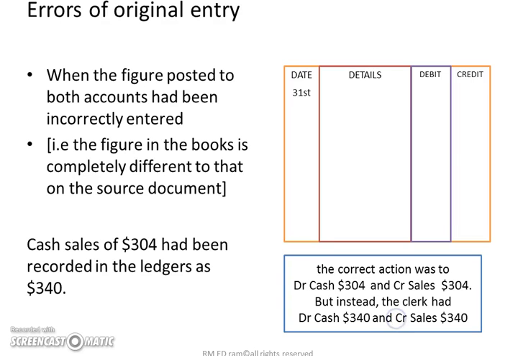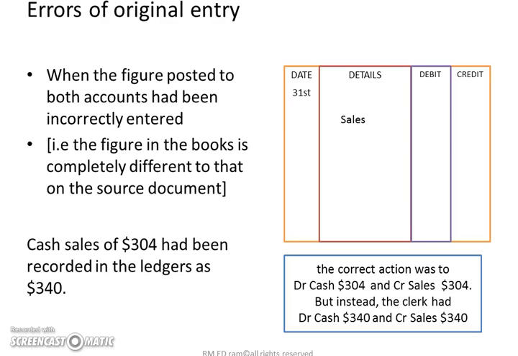Now, we know that the correct thing was to debit the cash with $304 and credit the sales with $304, but instead we've debited cash with $340 and credited sales with $340. So we do have the correct accounts in the right positions, but we got the wrong numbers. So we can put back the accounts in the correct positions, right? No, you can't do that.